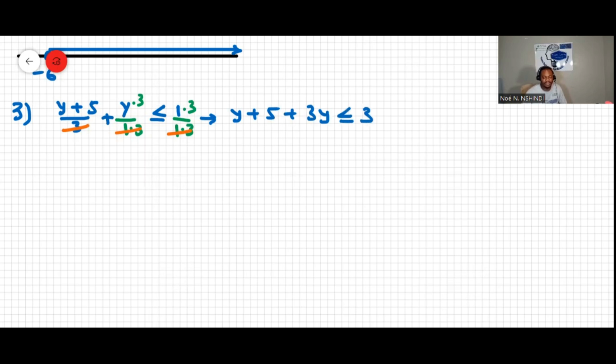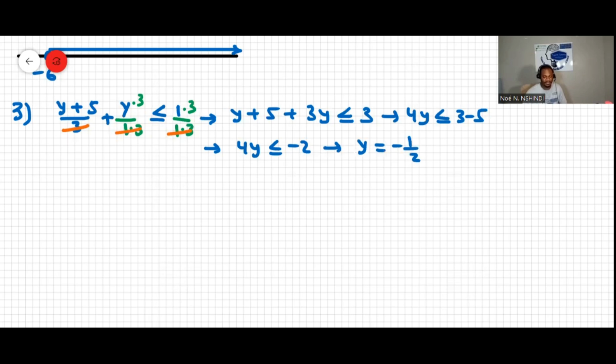Then if I do y plus 3y, this makes 4y. If I move the 5 over, that makes less than or equal to 3 minus 5. And then that makes what? 4y less than or equal to negative 2. Then we can divide both sides by 4. Okay? That makes y less than or equal to negative a half.